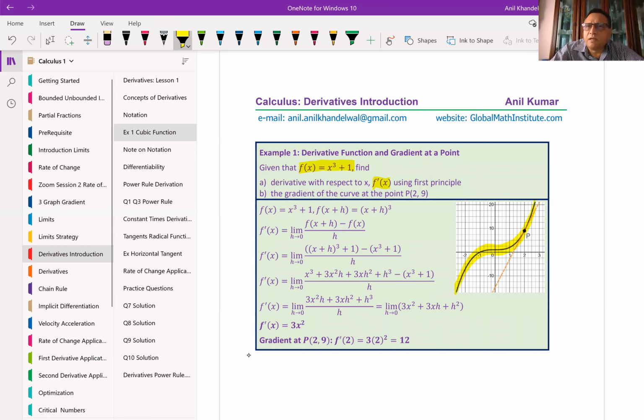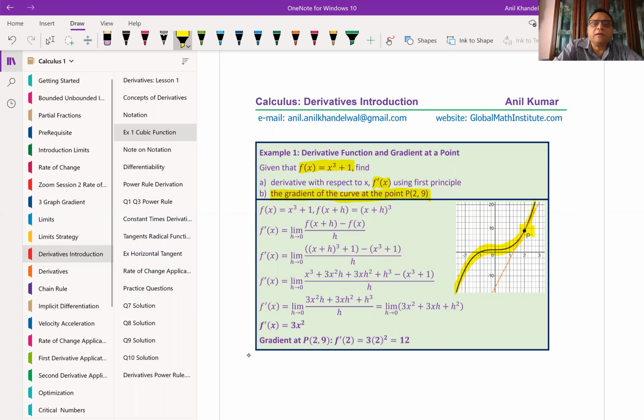Once we learn some rules, we'll apply the rules and straight away get the answer. It is such an important concept that it becomes necessary to work with the rules, since first principle really takes a lot of time. Part B is to find the gradient of the curve at a particular point, and the point chosen here is P, which is (2, 9), shown here. To find the derivative at a point is the same as to find the gradient at that point. To begin with, we'll find the derivative of the function in general.